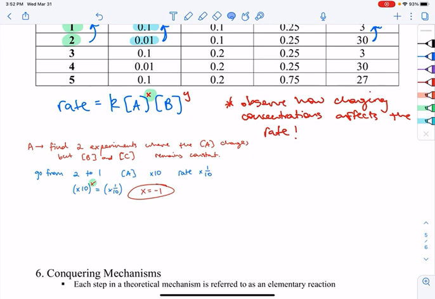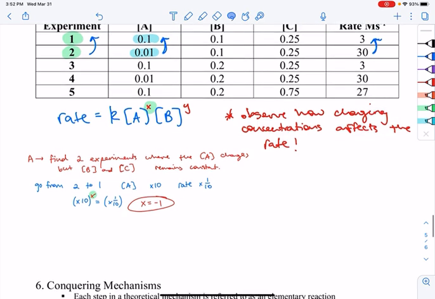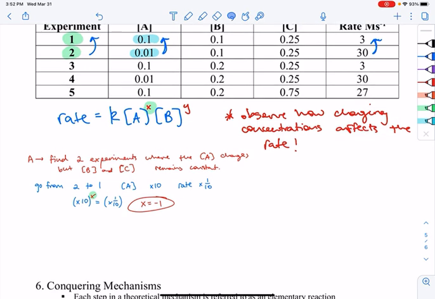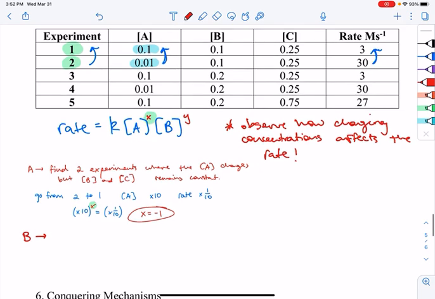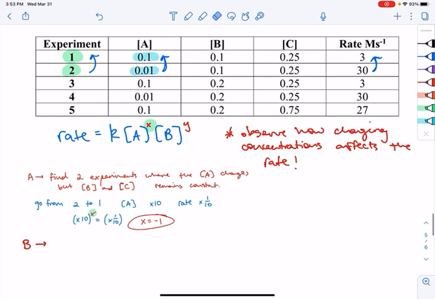Okay, so we know now that x is -1, right? Let's look now at B. We want to find two experiments where the concentration of B changes, but A and C are the same. So let's get rid of all this stuff. So you have to look. Oh, I see. So B, okay.